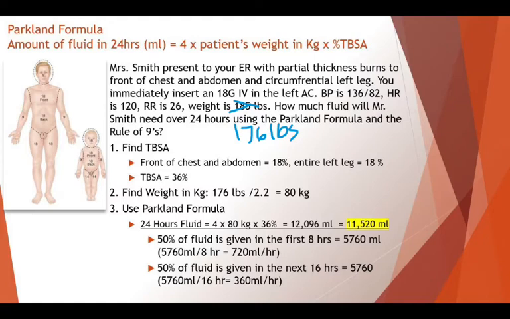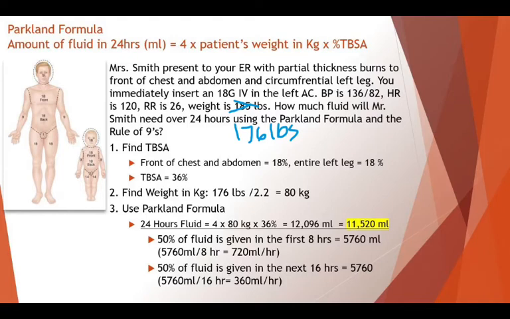Now I can ask you how much fluid you give in the first 8 hours. The answer to that one would be 5,760. How much fluid do I give over the next 16 hours? 5,760. I can also ask you, what rate do you set your pump for the first 8 hours? To give 5,760 over 8 hours, you're going to put your pump at 720 milliliters an hour.